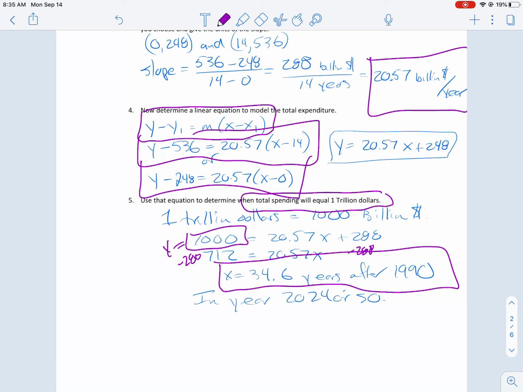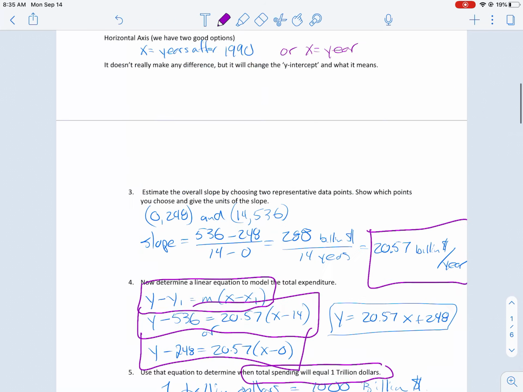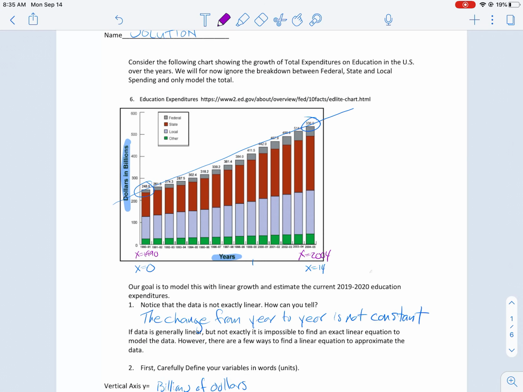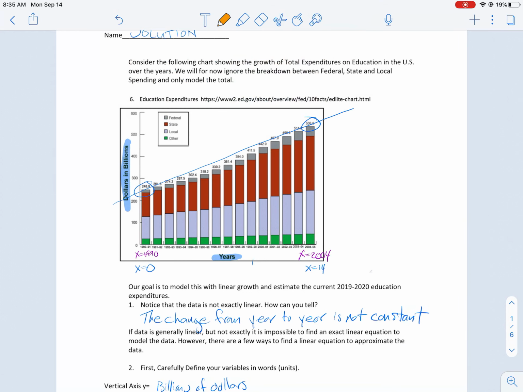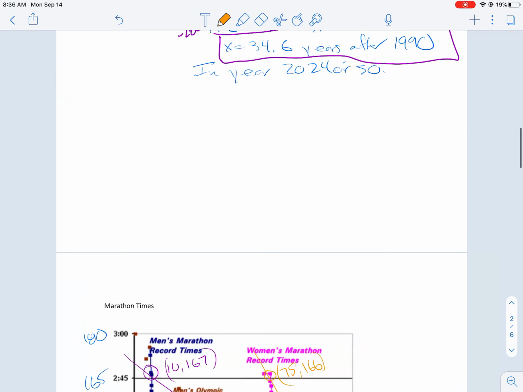But remember, your linear equation was just an approximation. Back here, we talked about how this really isn't a linear function. It looks like it's increasing faster and faster, so maybe a better line would be something like that. We could talk about better models. Right? Maybe it's not linear. Maybe that's not the best approximation for what's happening with the data.